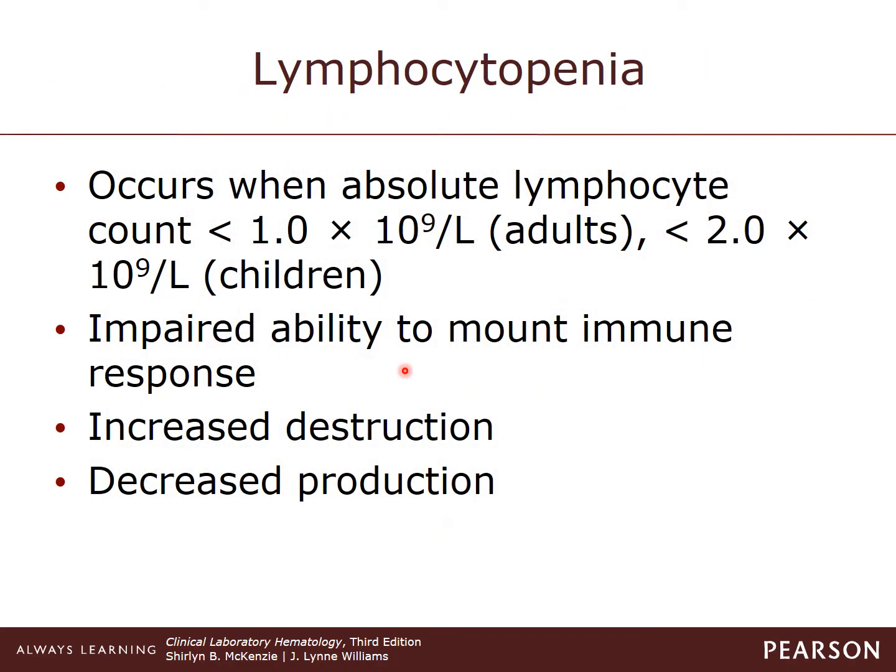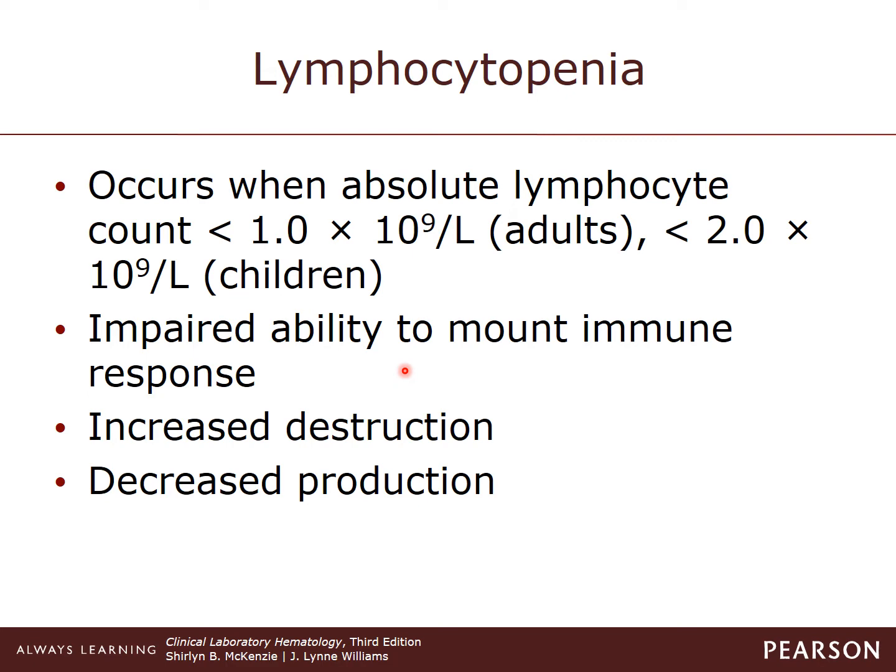Now it's time to talk about the conditions that decrease our lymphocyte count. Overall, the terminology is called lymphocytopenia. This occurs when we have an absolute lymphocyte count that's less than 1 times 10 to the 9 per liter in adults and less than 2 times 10 to the 9 per liter in children. This is very dangerous because we have an impaired ability to mount an immune response.